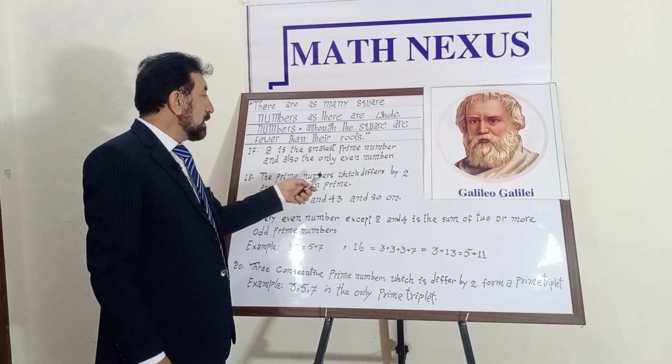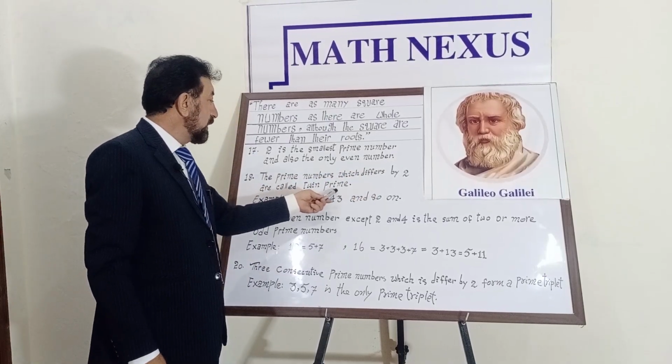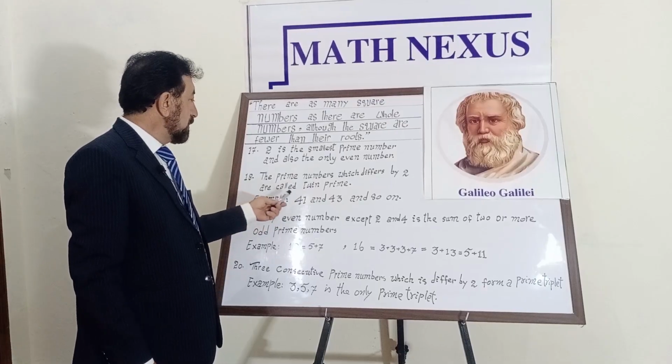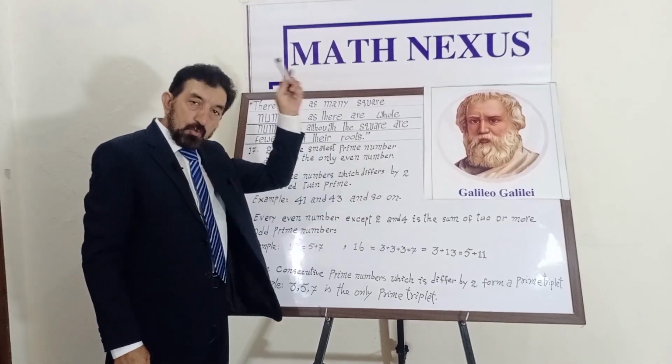Prime numbers which differ by 2 are called twin primes. Example, 41 and 43, and so on.